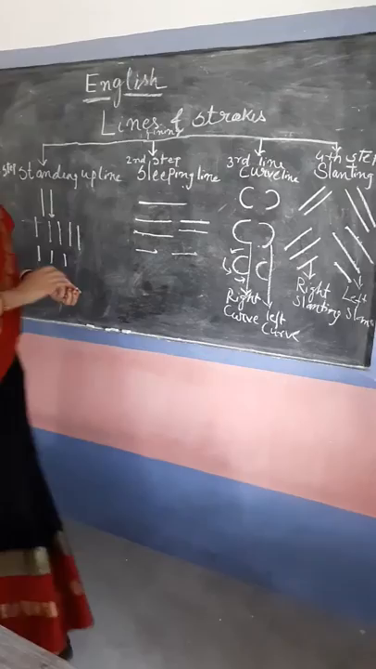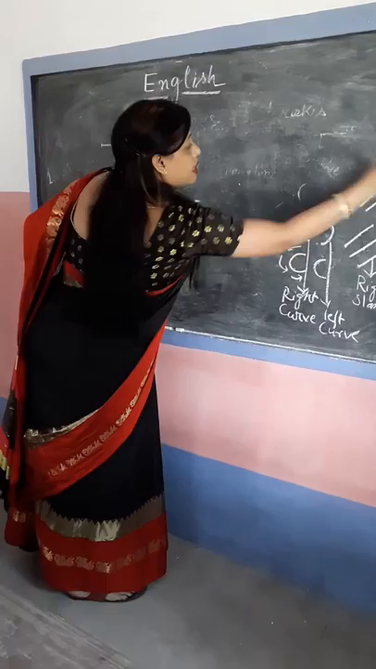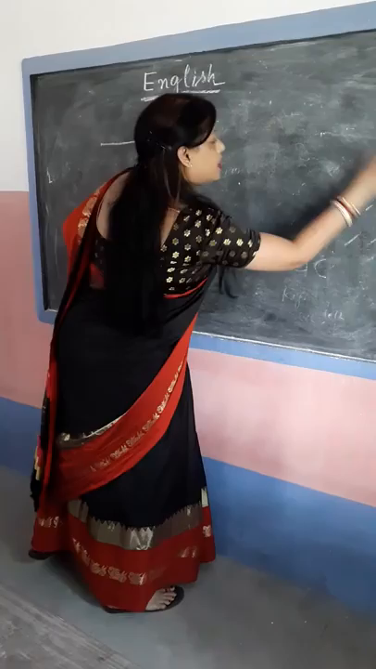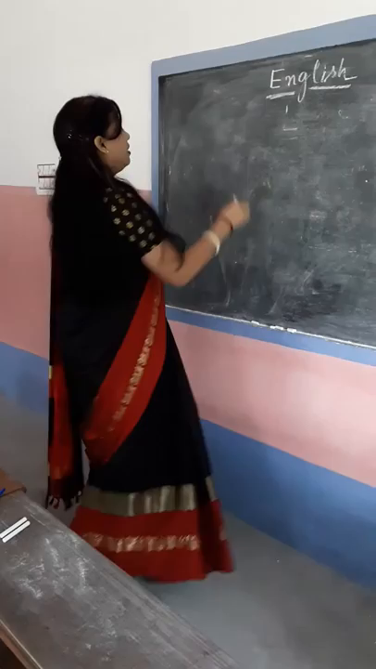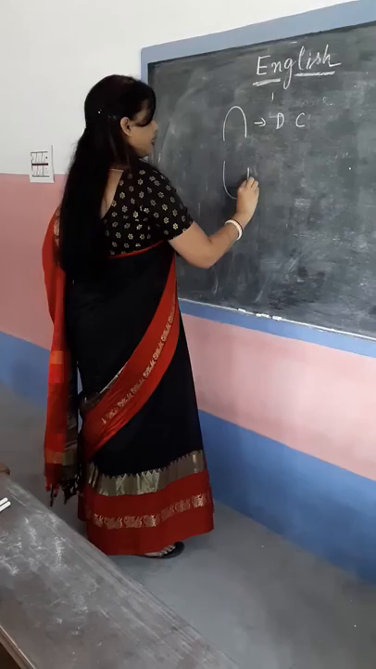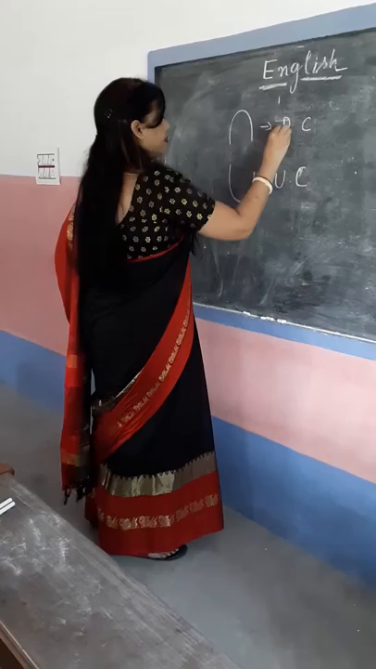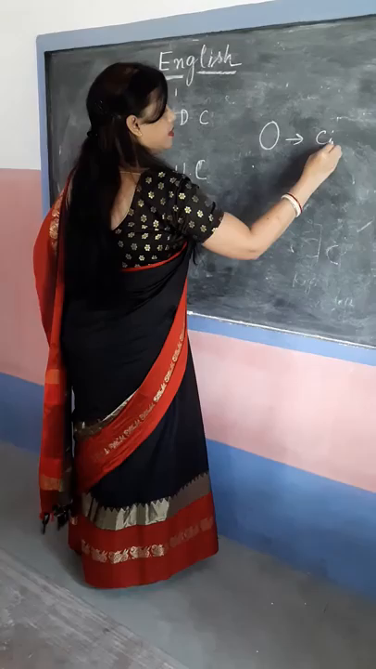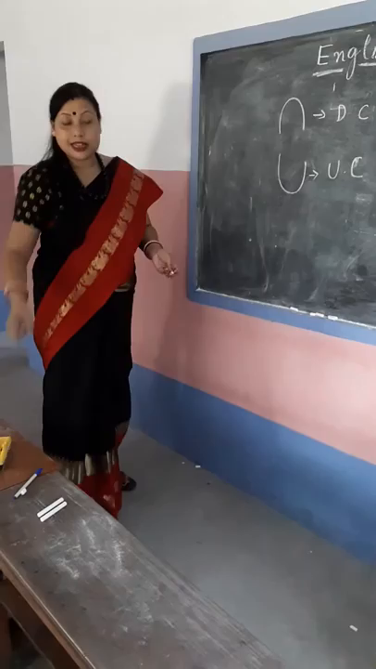Now we will go to another portion of these lines and strokes. I'm going to wipe this all. One more line is over here, that is this one. This one is down curve and this is up curve. Circle. Now let's begin the alphabets.